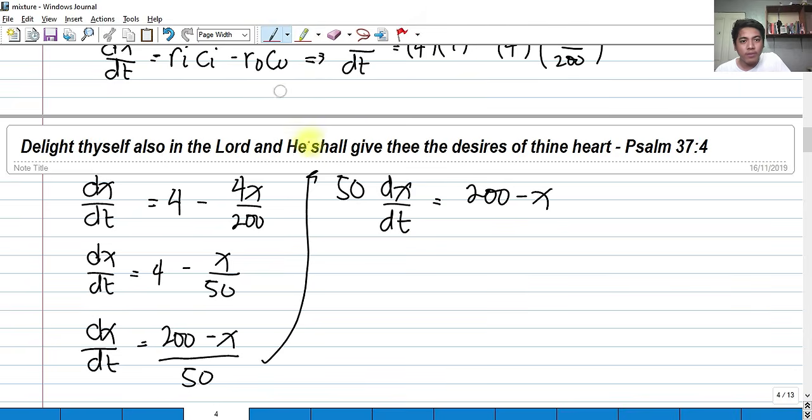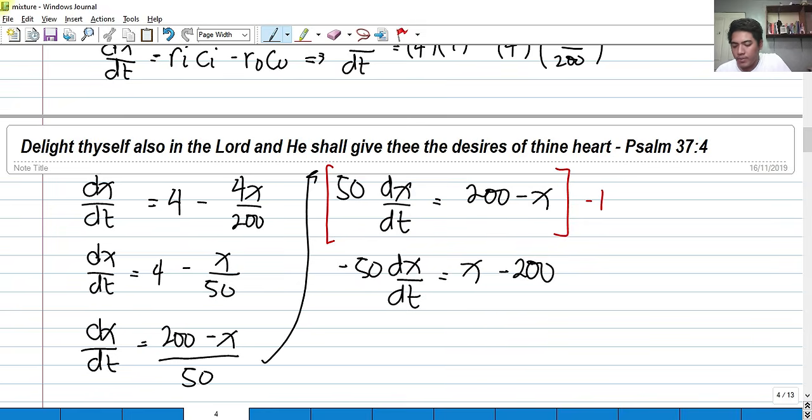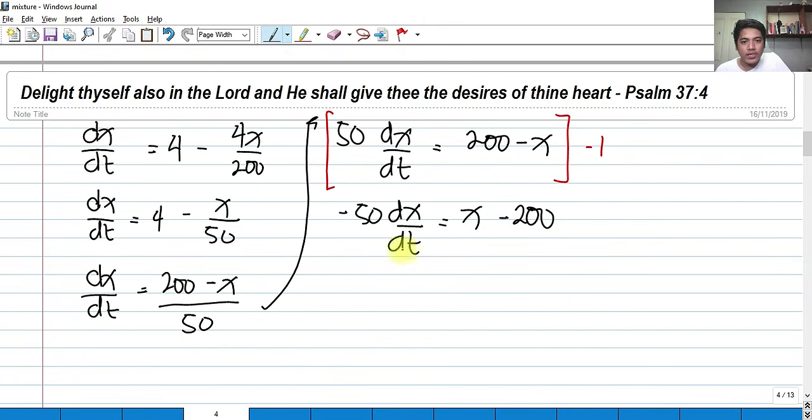So, let me just multiply both sides of the equation by negative 1, so that I will have a positive x here. So, we have negative 50 dx over dt is now equal to x minus 200. And by variable separable, we can separate this as dx over x minus 200 is now equal to dt over negative 50. I just do some algebra here so that I can perform variable separation.